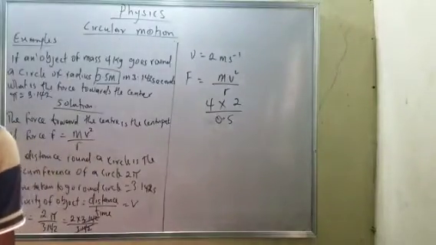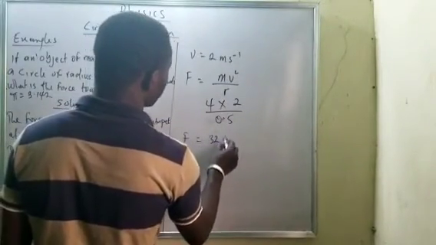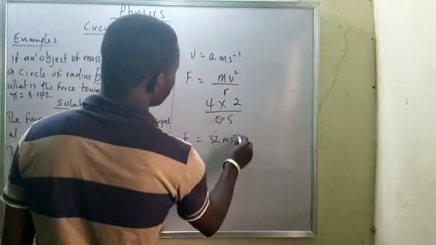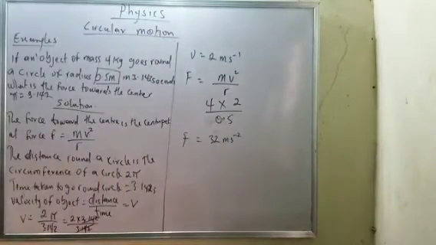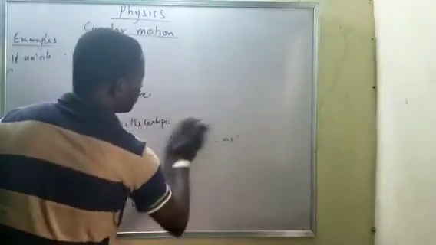Now since I have this, it means my F will be equals to 32 meters per second squared. That is my answer. No problem. That is what we need to find. Now let me move on to another problem that can really help us.